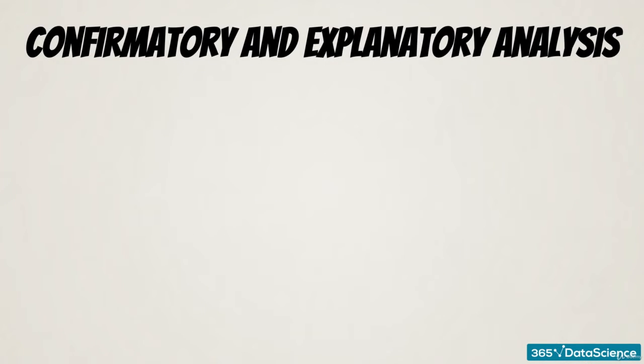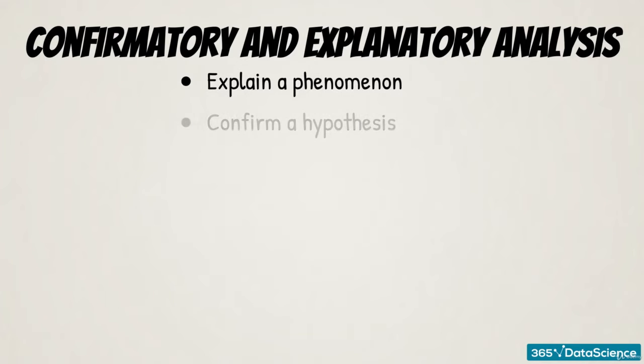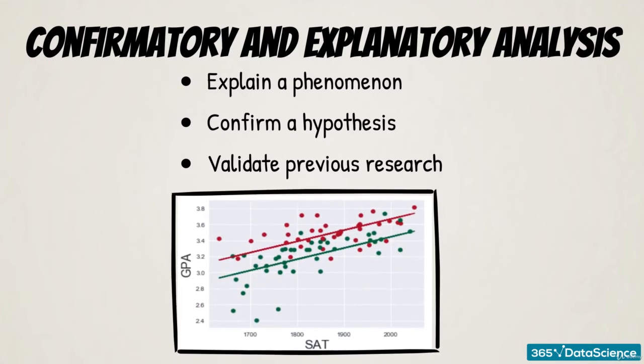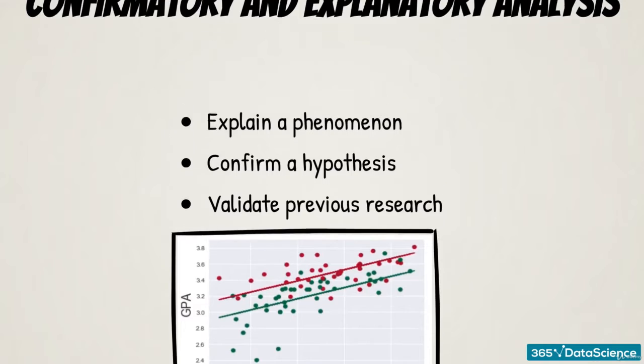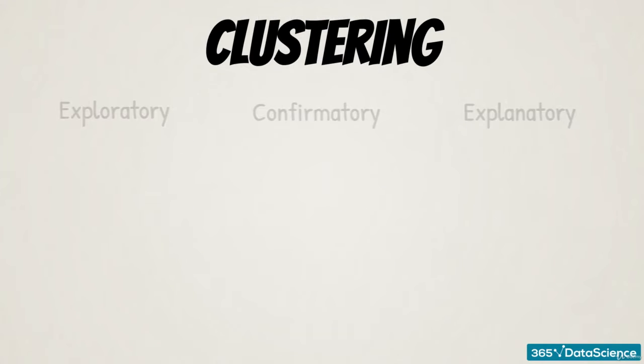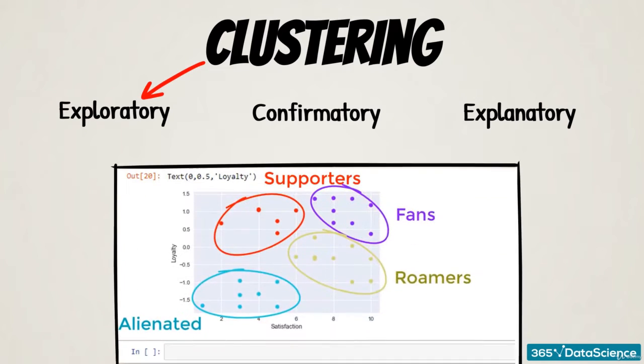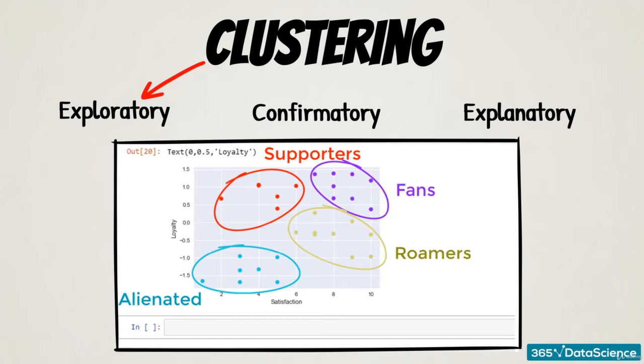There is no strict definition of confirmatory and explanatory analysis, but either way, they are different from exploratory analysis. Their aim is to explain a phenomenon, confirm a hypothesis, or validate some previous research. That's where we would normally use hypothesis testing and regression analysis. Clustering can be used for all types of analysis, but most commonly, it is used for exploratory analysis. To elaborate, our market segmentation problem was a prime example of exploratory market segmentation.